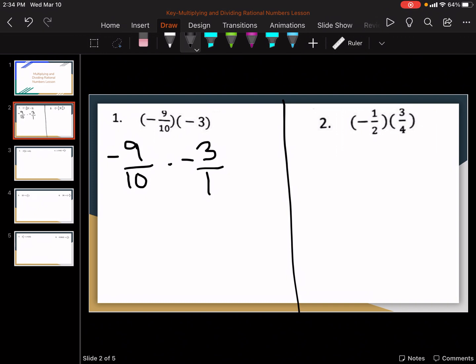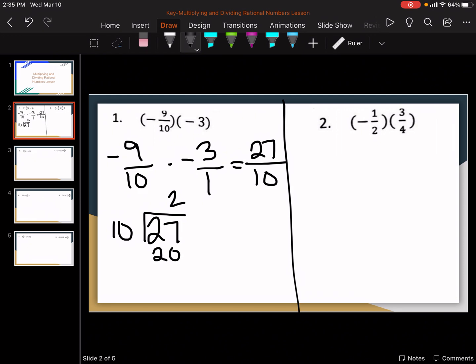Multiply straight across. 9 times 3 is 27. 10 times 1 is 10. 27 divided by 10 goes in 2 times, 7 left over, so it's 2 7/10. Keep same signs, both positives. Sleeping dog, both negatives, so it is positive.